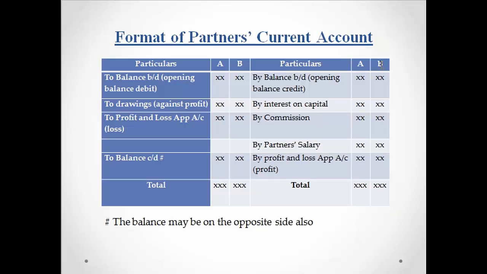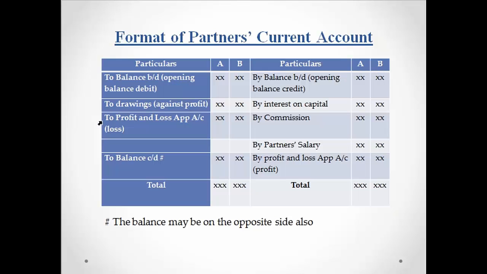As I told you before, interest on capital amount should be taken to the partner's current account credit side when the capitals are fixed. Commission amount should be taken to the partner's current account when the capitals are fixed. Salary amount should be taken to the partner's current account. Divisible profit amount should be taken to the partner's current account. And these many items are taken to the credit side in a partner's current account when the capitals are fixed. And here also you can see that the amounts are taken separately for A and B.